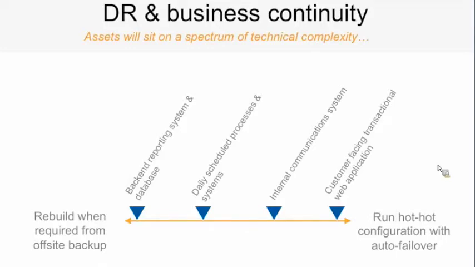You may decide that your month-end or weekend reporting systems can quite happily have a 24-hour or 36-hour recovery time objective. You may decide that your customer-facing transactional applications, which are the real revenue generators for your organization, need to run in a hot configuration with auto failover, so in a high availability configuration. You need to determine for each one of your apps whereabouts on the continuum you're going to be.